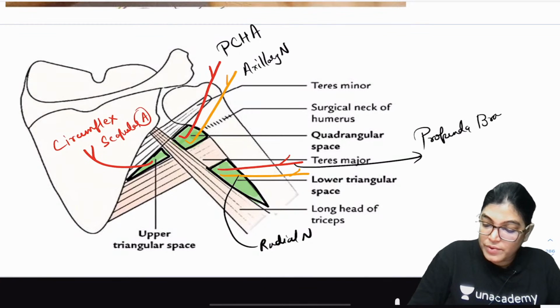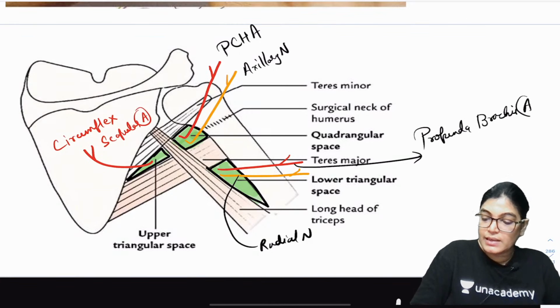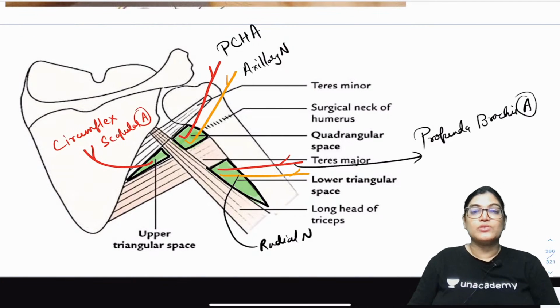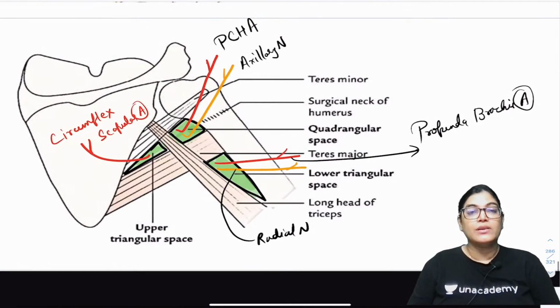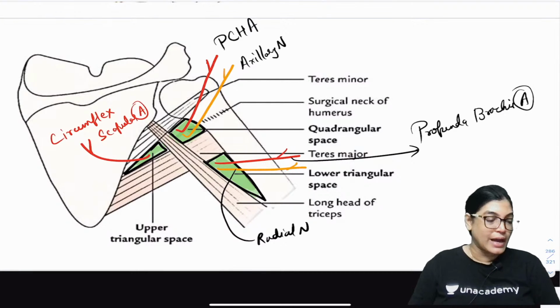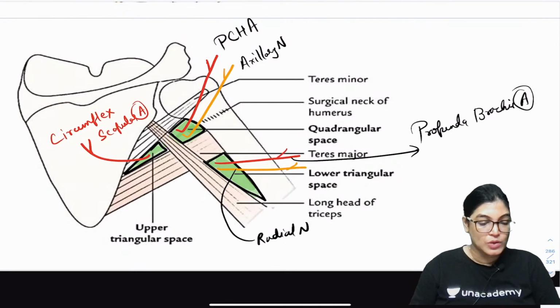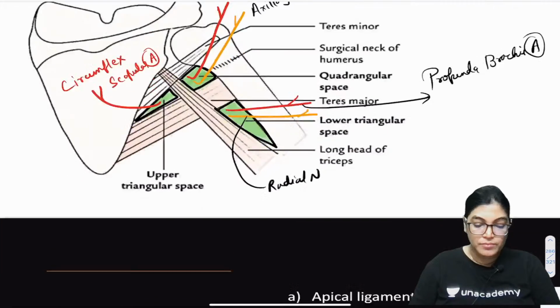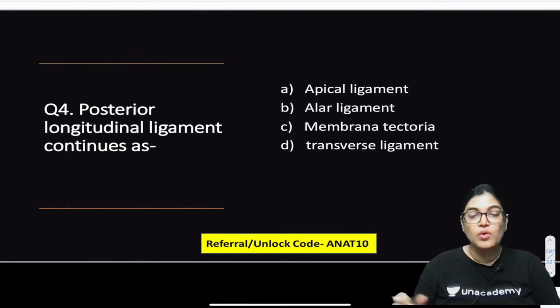So is it clear to everyone now? Is it clear? The structures passing through the quadrangular space, upper and lower triangular space. Everyone? Is it clear, Rangaraj, everyone? Robin? So let's move on to the next MCQ. Got it, everyone? Yeah.